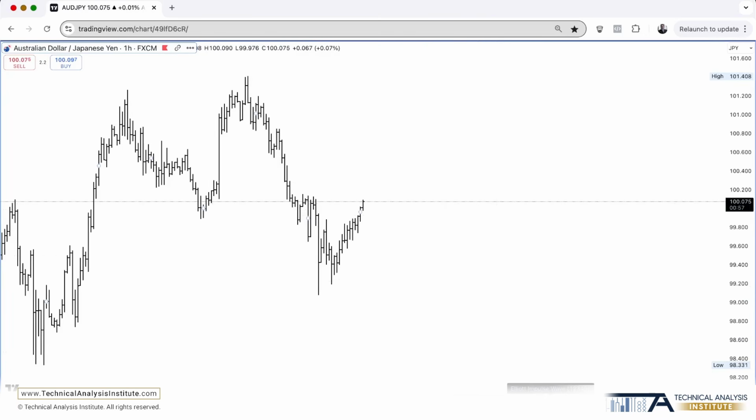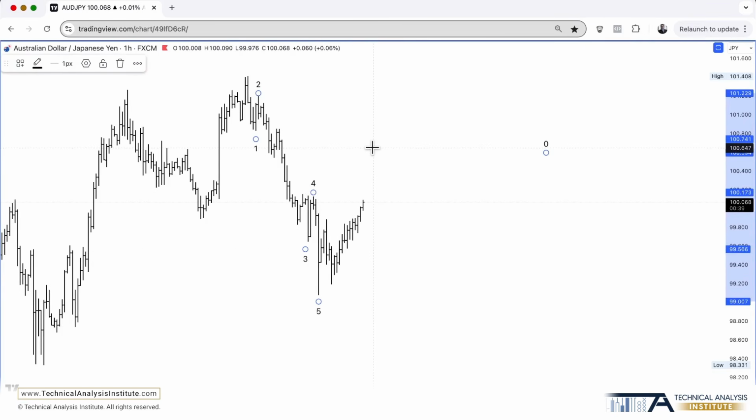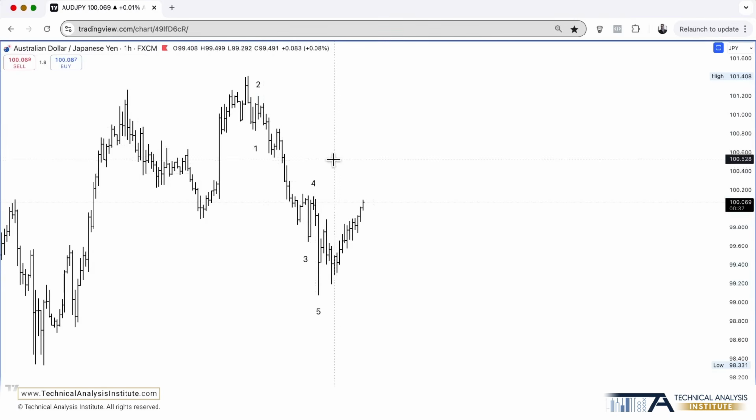And I'm going to label it for you so you can see. It is so easy to label things in this way. Basically, I'm going to put a 1 here, it came down there, a 2, and now I'm going to put the 3 here, and I'm going to tell you why, the 4th here and the 5th down here. So basically there are clean 5 waves down.